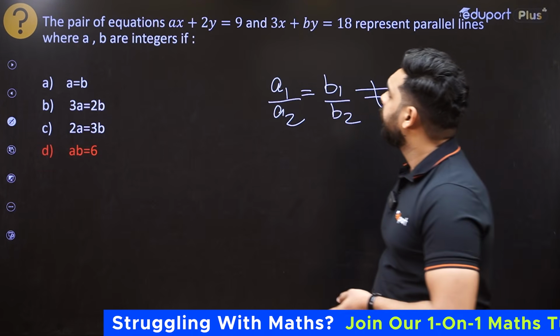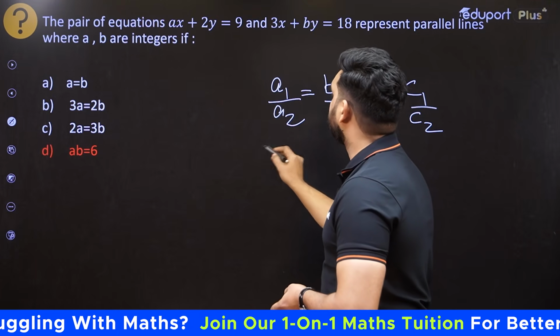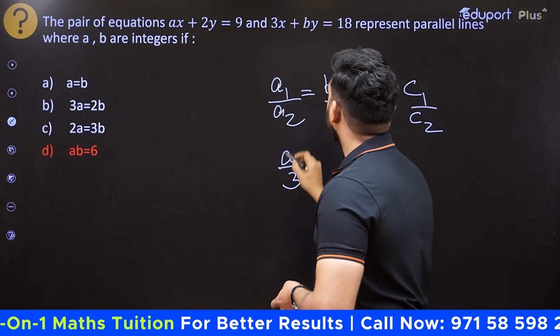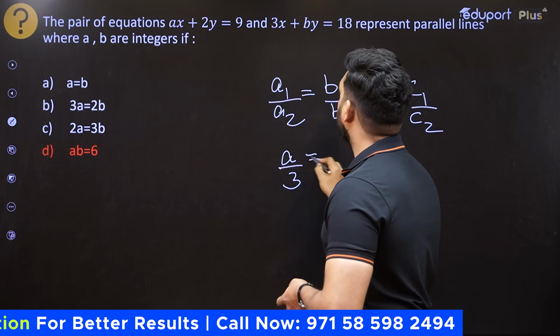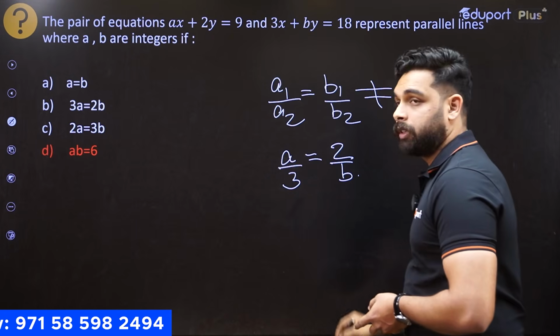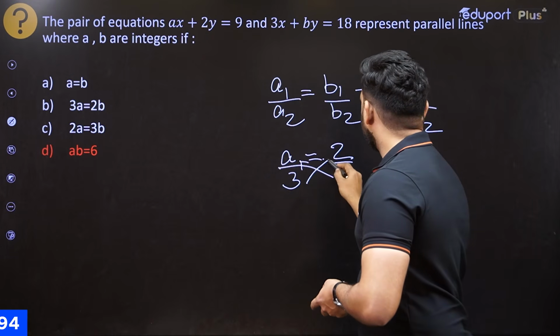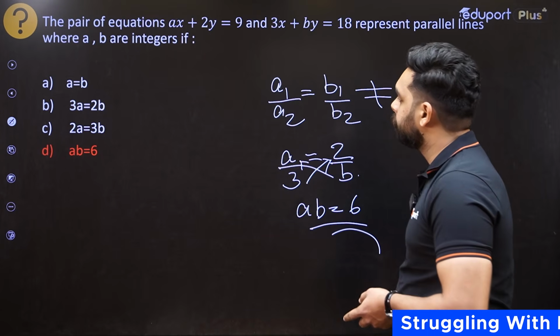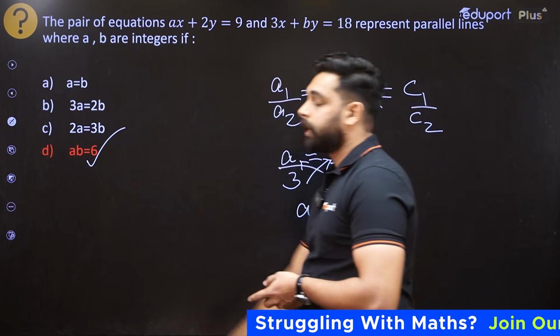So given ax plus 2y, which means a by 3 will be equal to 2 by b. If you cross multiply, you will get ab is equal to 6, which is the answer.